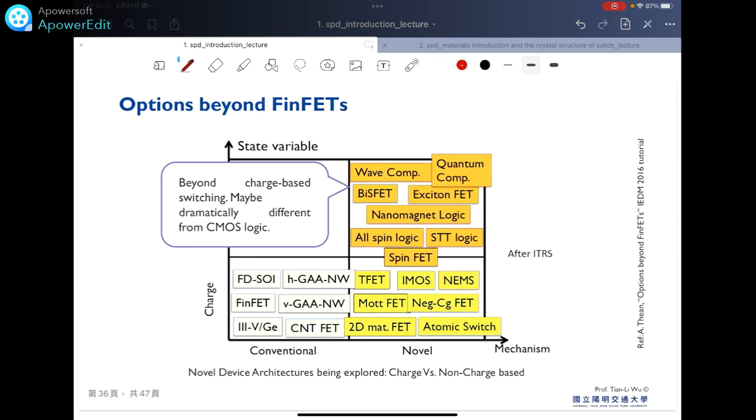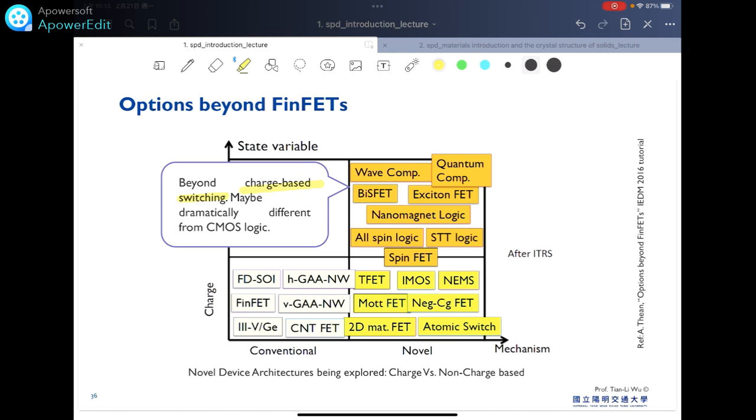Okay, so the third part is something beyond charge switching. Previously, we mostly considered the charge type. When we consider charge type, it means we consider carriers, electrons and holes. These are the charge-based switching. But there's something new where we don't need to have the charge during the device operation.